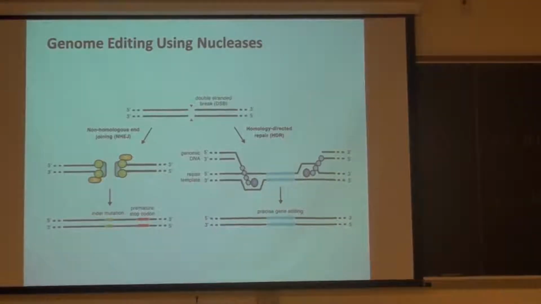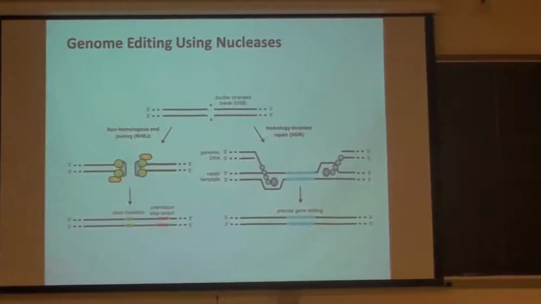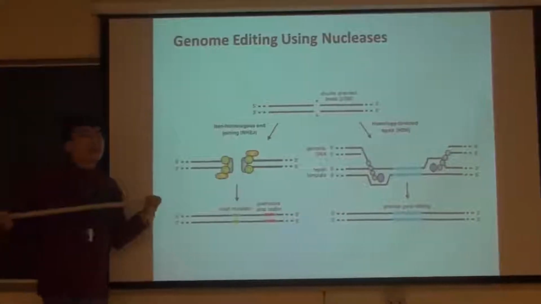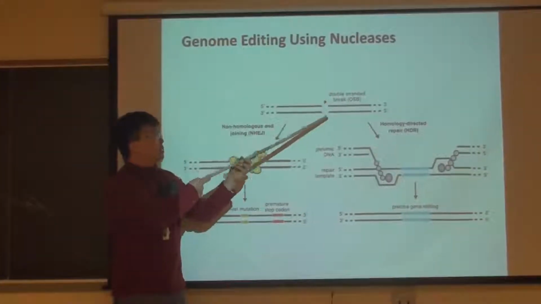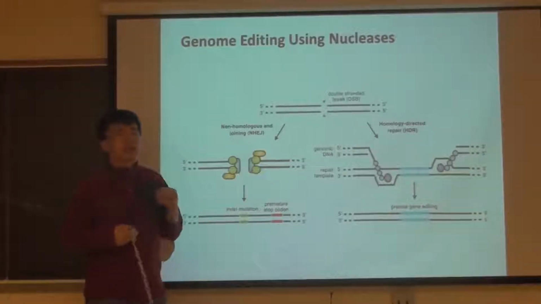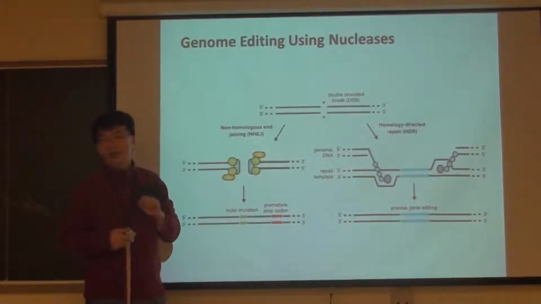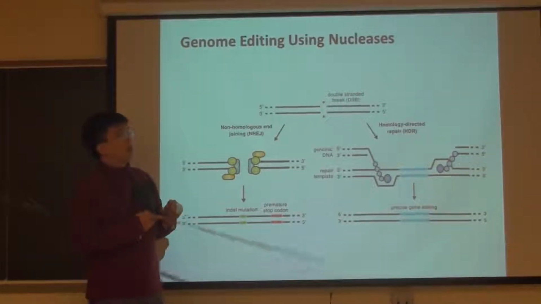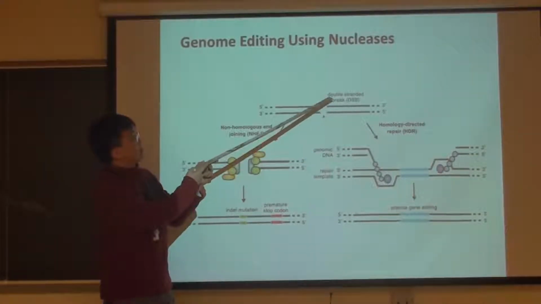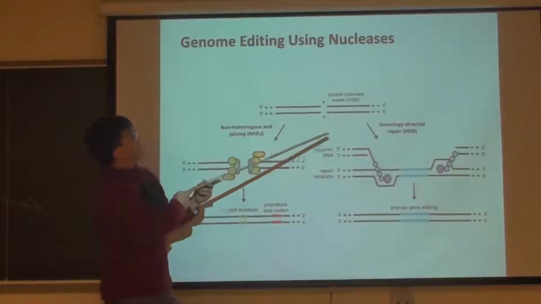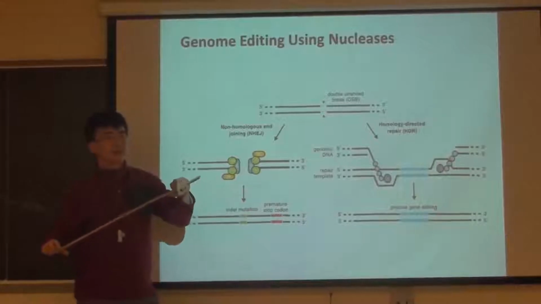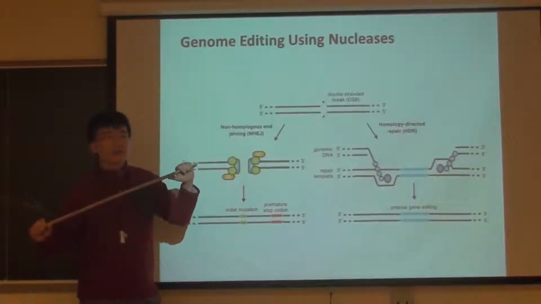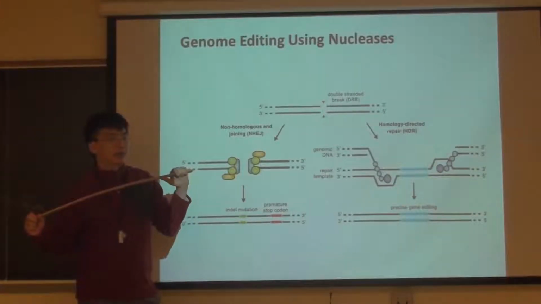Okay, so how do you actually do genome engineering? Usually, what you need initially is to introduce a break in the DNA at the desired location. So that's the first step that you must do. And that break, a double-stranded DNA break, is induced by enzymes called nucleases. The nucleases are enzymes that cut DNA or RNA.